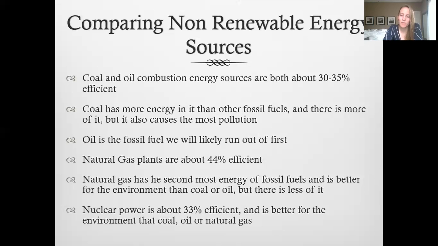Natural gas plants are the most efficient of non-renewable energy sources, at about 44% efficient. It does also have more energy than oil, though less than coal. And then nuclear power is about 33% efficient, but it is better for the environment than fossil fuels, assuming that there's not some sort of massive catastrophe in all of the nuclear power plants.